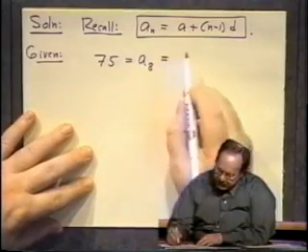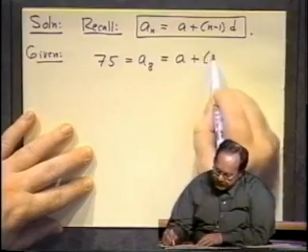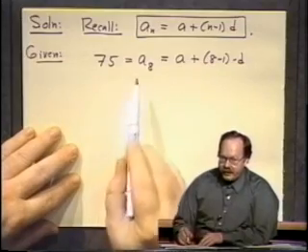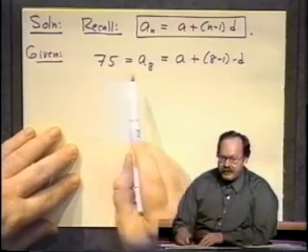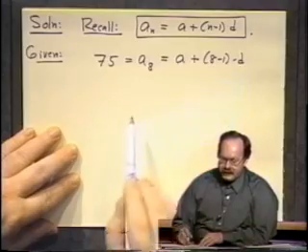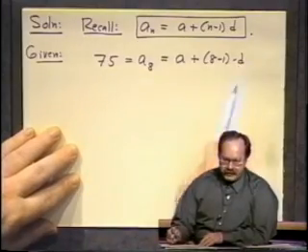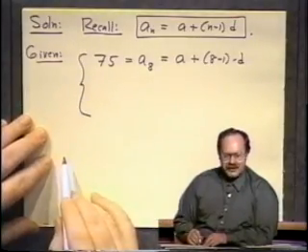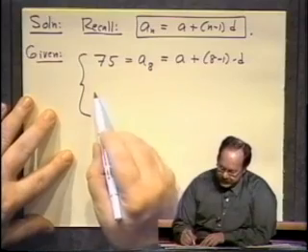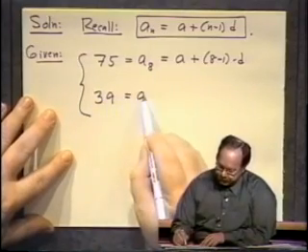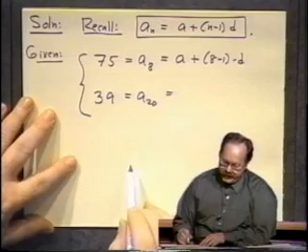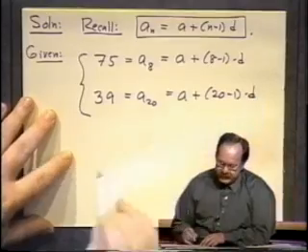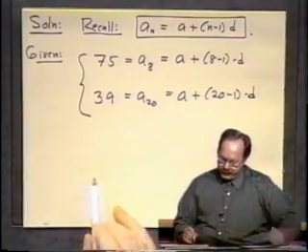Well, with this formula, that means that this is A plus (8 minus 1) times D. Now look at what I have here. Ignoring the a sub 8 here, I have a constant. I have A and D. I have an equation in two variables, A and D. I am going to be building a system, therefore. Likewise, I'm told that 39 is the 20th term, a sub 20, so that's going to be A plus (20 minus 1) times D. Okay?